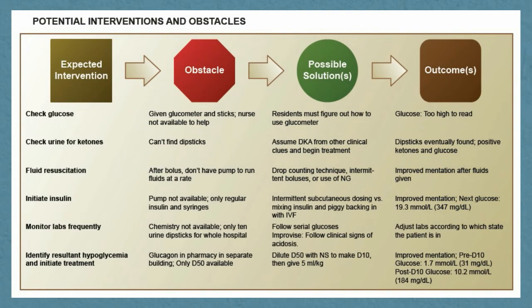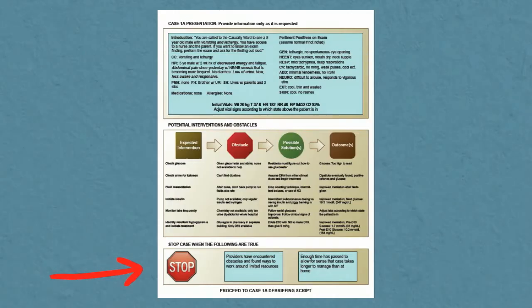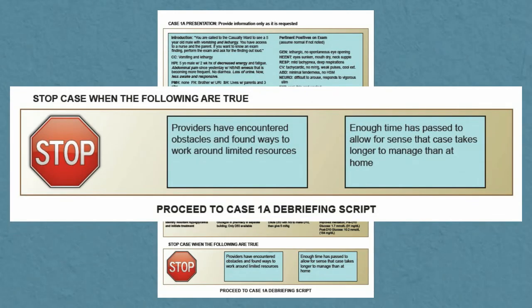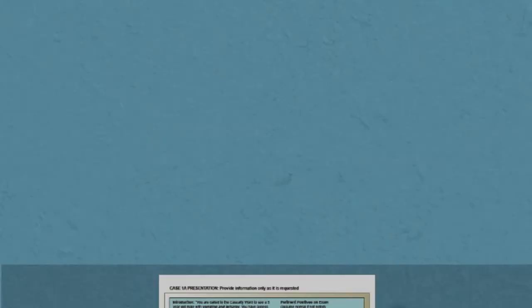For example, if a resident wants to check the patient's blood glucose, you may consider handing them the glucometer with just a few sticks left, or with instructions that are in Arabic, and allowing them to problem solve themselves and learn to ration accordingly. This last section tells you the stopping point for your case. You'll note it's less often about a strict medical stopping point and more often about allowing the learners an opportunity to encounter obstacles and work their way around them with limited resources.